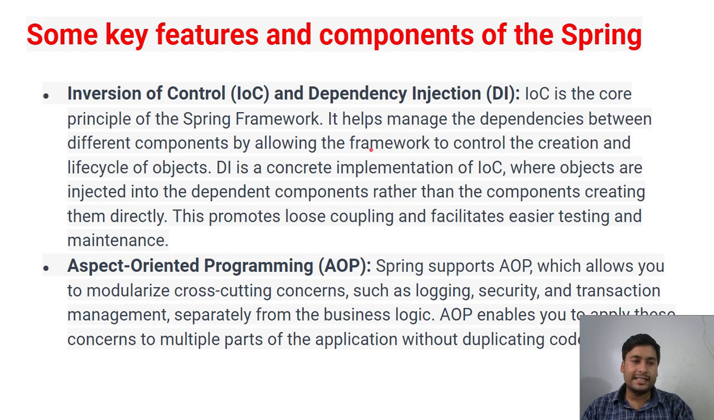Okay, so let's see the next line. Control the creation and life cycle of the object. So inversion of control will handle the entire thing. Dependency injection is a concrete implementation of IOC where objects are injected into the dependent component rather than the component creating them directly. This promotes loose coupling and facilitates easier testing and maintenance. Dependency injection, I already told you, like setter injection or constructor injection. It's a dependency between one class and another class, that is called dependency injection.